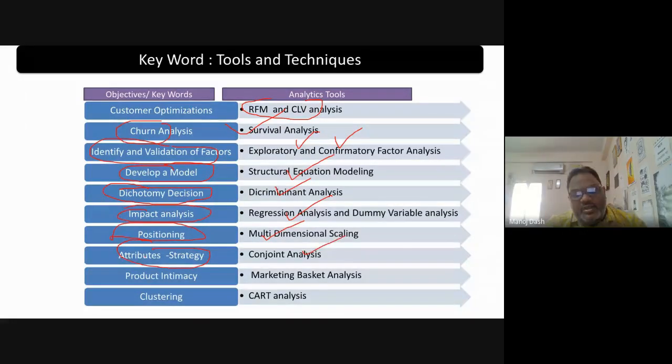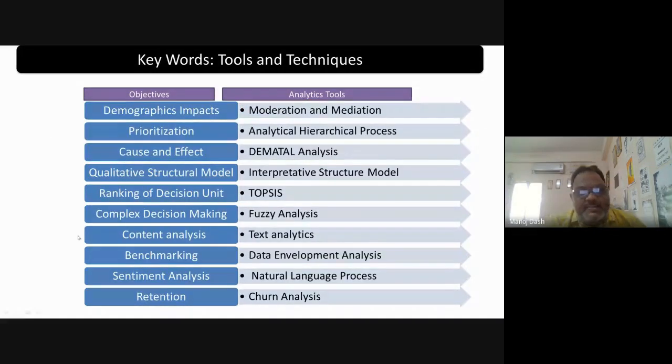Strategy, conjoint; intimacy, I can go for market basket. If you want to do clustering, I can go for CART. Similarly, for demographic impact, I go for moderation and mediation. To prioritize the keywords of your title, I go for AHP; cause and effect, DEMATEL; qualitative structural model, ISM; ranking of decision units, TOPSIS; complex decision making, fuzzy; content analysis or sentiment analysis, I go for text analytics; benchmarking, I can go for data envelopment analysis; and retention, I can go for churn analysis.